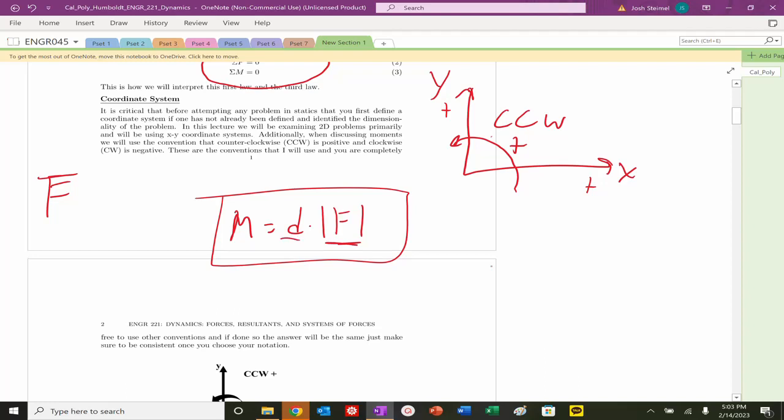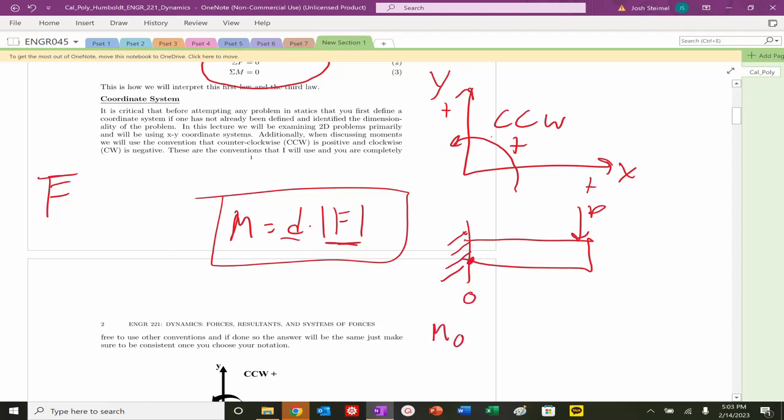And remember, let's say I have a system here, perhaps our good old cantilever beam system. Let's say I've got a force acting here, and I want to calculate the moment about this point O.